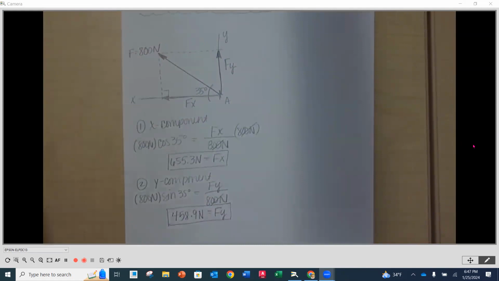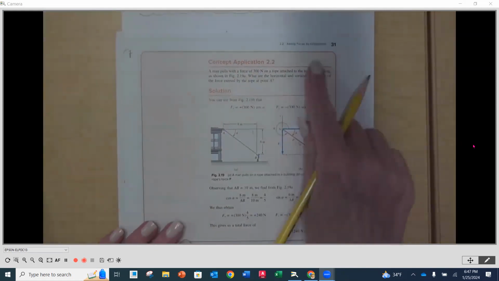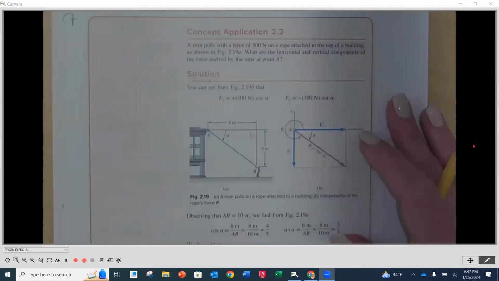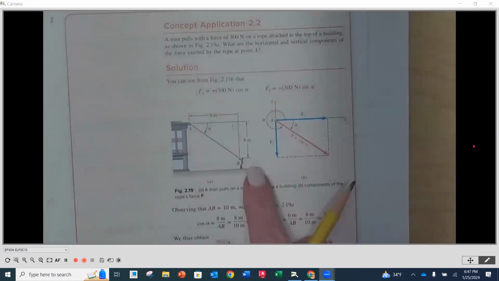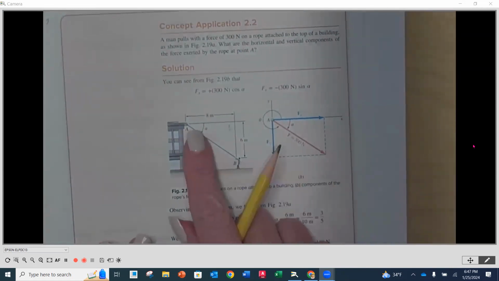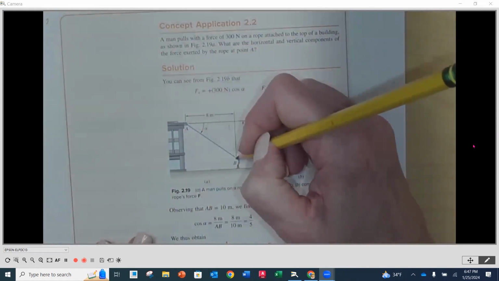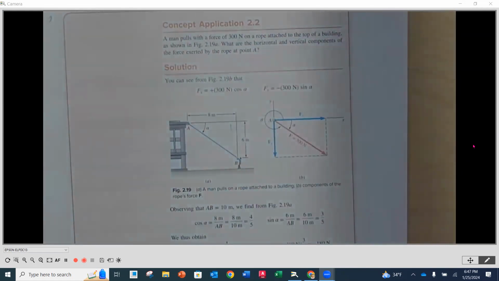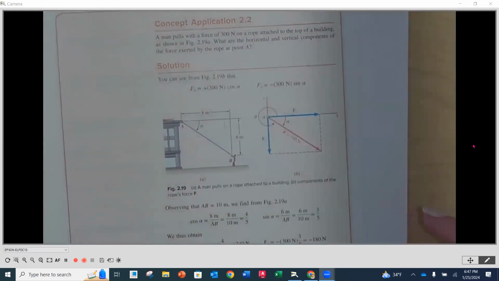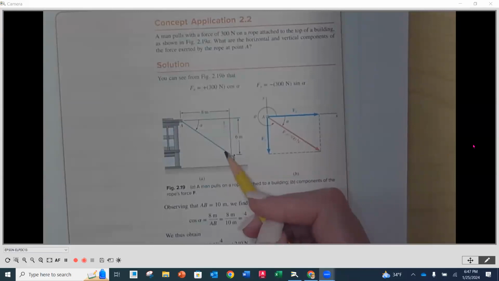Application 2.2, on the next page, on page 31. Says we have a man pulls with a force of 300 newtons. So he's pulling here. That means that since the man is down here, the arrowhead is going down and to the right, attached to the top of a building. What are the horizontal and vertical components of the force exerted on that rope? Now, does it give us the angle?